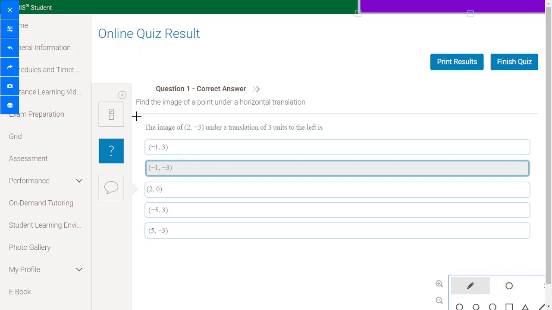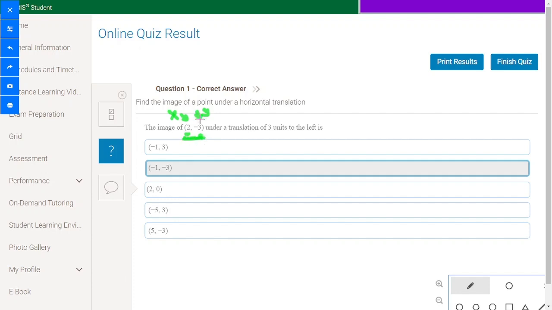Question number 1. The image of point (2, -3) under a translation of 3 units to the left is. Okay, so I have this point. This point consists of x coordinates and y coordinates, right? 2 is the x coordinate and -3 is the y coordinate.